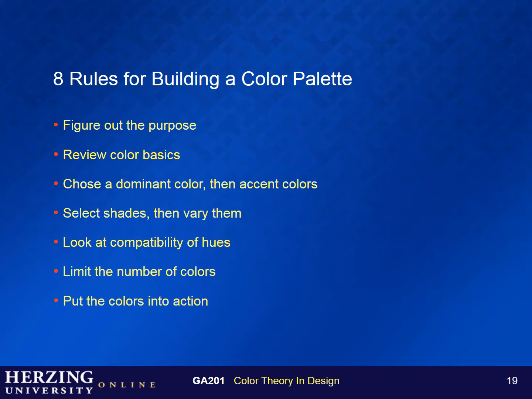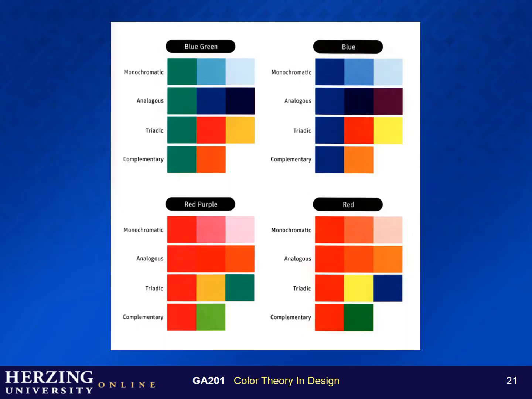Step 7. Put the colors into action. Try several compositions using the selected color palette. Review your results and determine if further refinement is required. Step 8. Keep a logbook. Document your process for reference at a later time. The images in the following slides illustrate color harmony charts that include monochromatic, analogous, triadic, and complementary palettes.